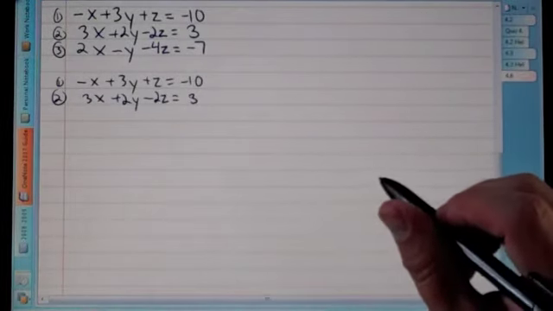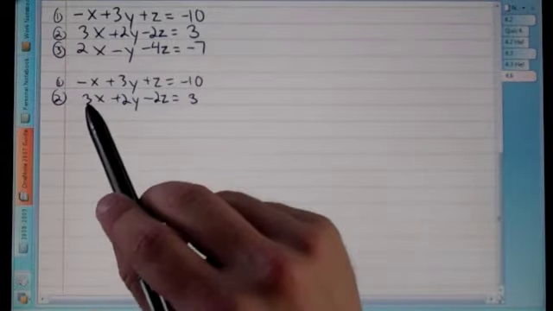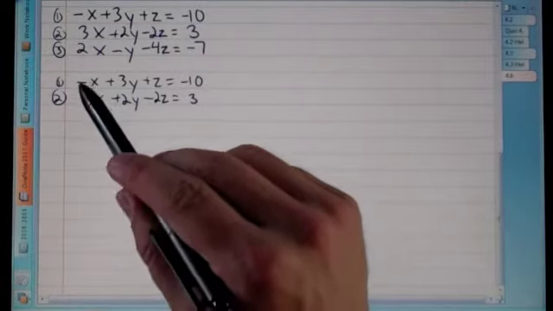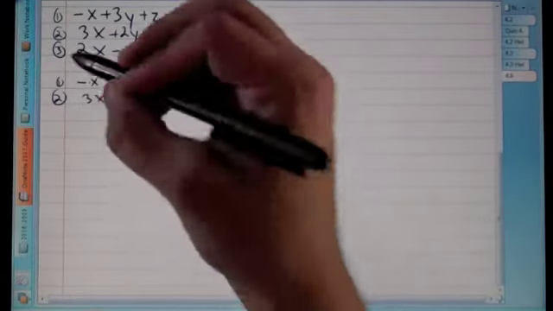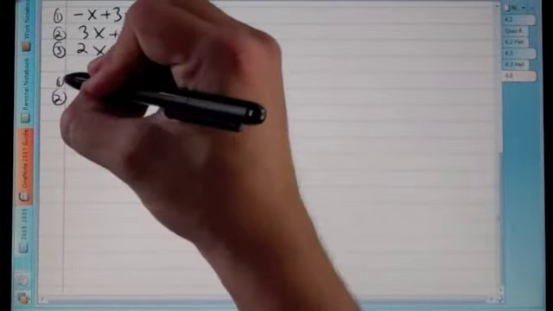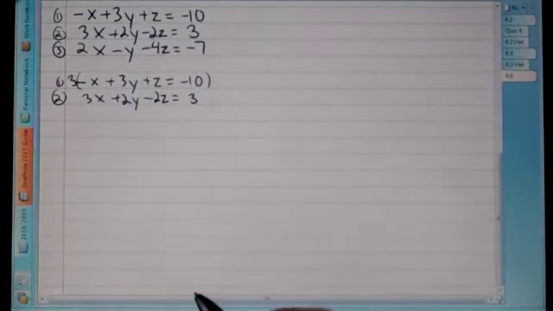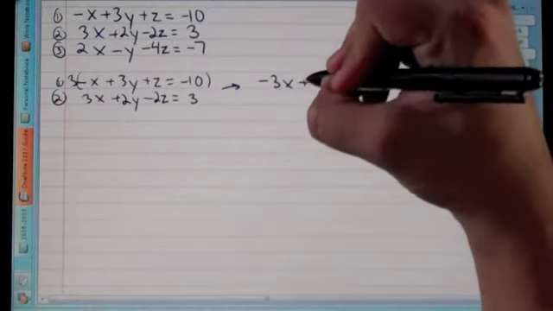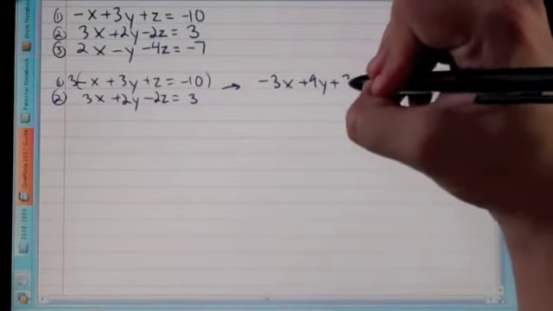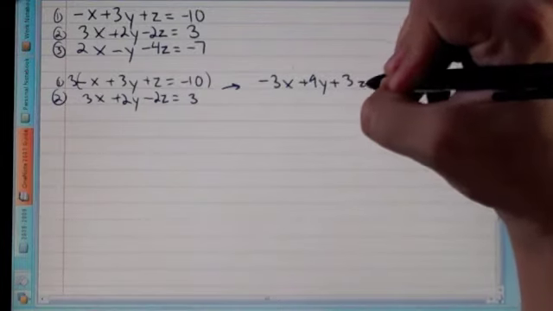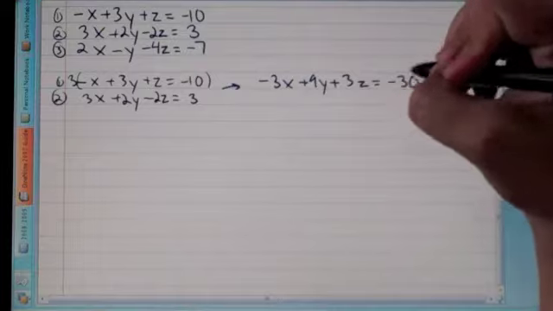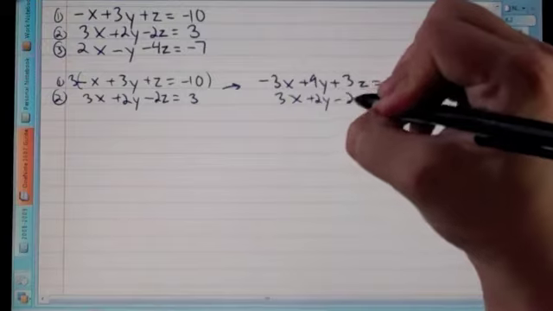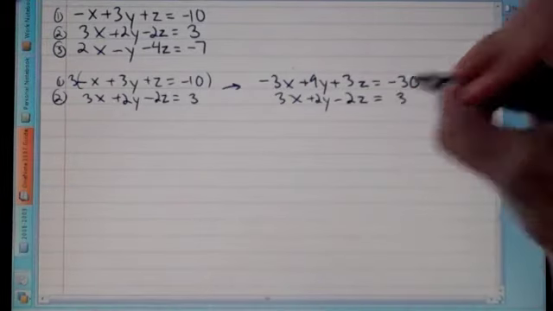Now, I'm going to choose a variable that I want to get rid of. So in this case, I'm going to actually try to get rid of the x value. I don't need to worry about the y or z. I just need to get rid of the x. So if this is positive 3, I need this to be negative 3, which means I have to multiply this whole row by 3. So now I get, let's move it over here, negative 3x plus 9y plus 3z is equal to negative 30. This one we can just rewrite the same way. Plus 2y minus 2z is equal to 3.